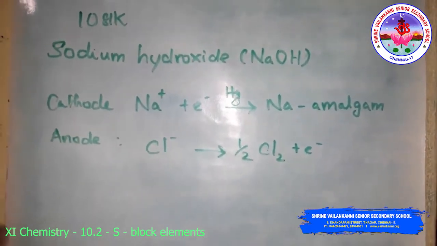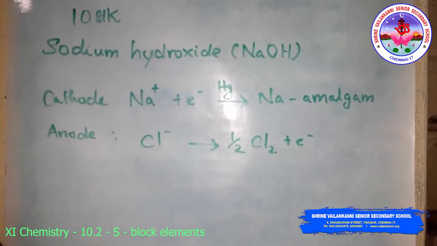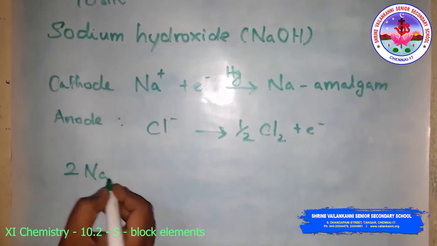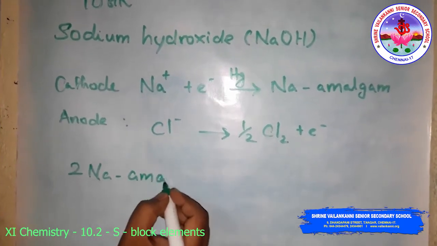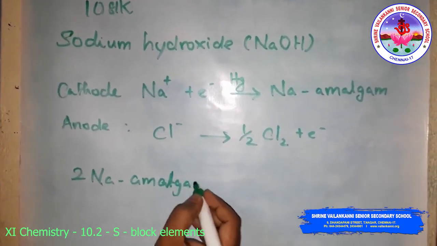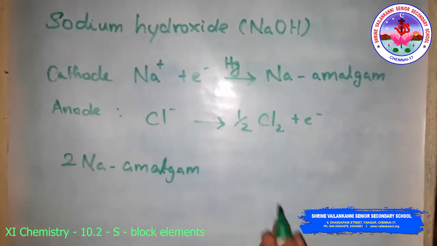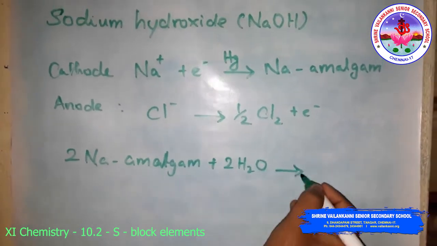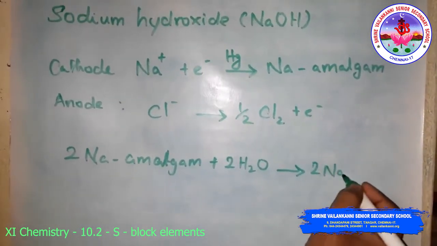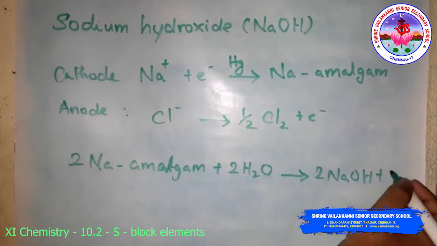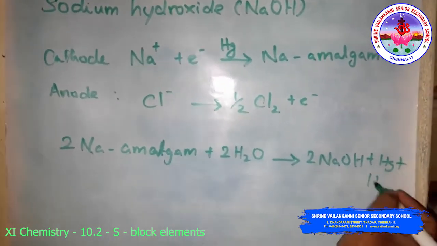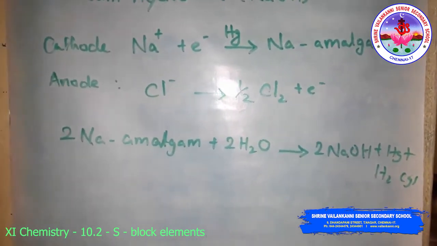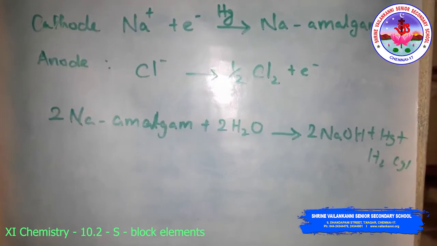The amalgam is treated with water to give sodium hydroxide and hydrogen gas. So this is the sodium amalgam. Sodium amalgam treated with water produces sodium hydroxide, mercury, and hydrogen gas. Here, sodium hydroxide is a white translucent solid.